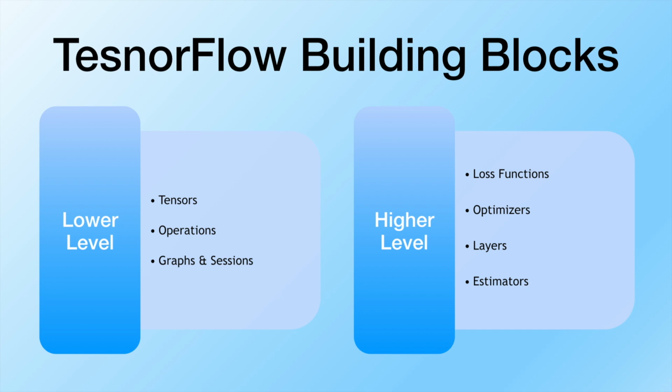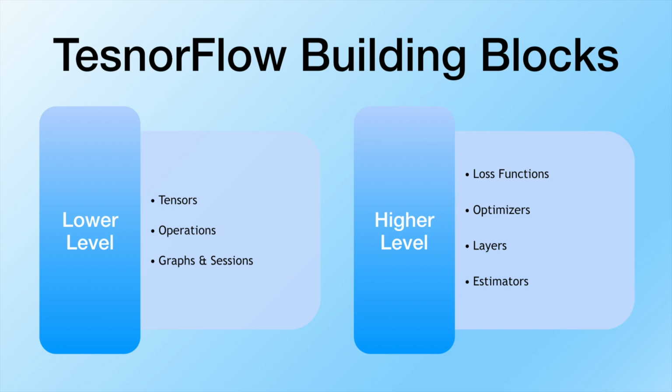The lower level components are really just lower level code. So they're more tedious to deal with. They're just kind of at a lower scale. Whereas the higher level, those are things that are already pre-built for you. They're built-in functions that make life easier, essentially. So on the lower level end, we have these basic building blocks. A couple of them we've already covered, tensors and operations. And then there's also graphs and sessions.